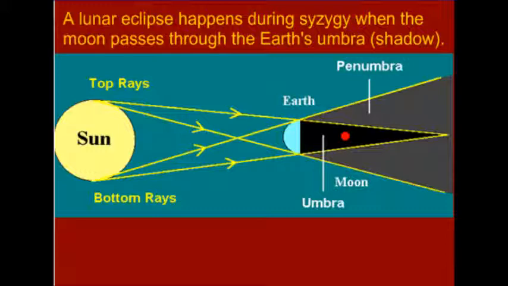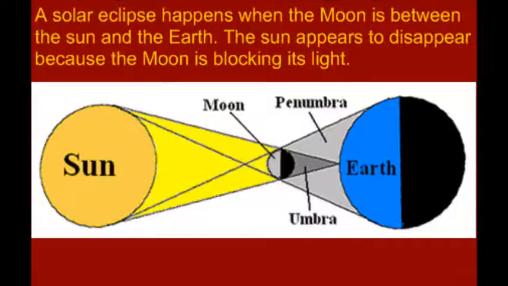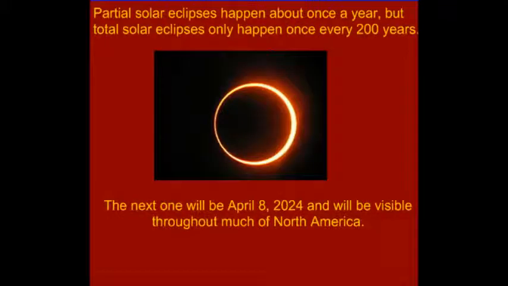A lunar eclipse happens during syzygy when the moon passes through the Earth's umbra, which is a fancy name for a shadow. A lunar eclipse happens twice a year, but you have to be at a certain location on Earth to be able to see it. A solar eclipse happens when the moon is between the sun and the Earth. The sun appears to disappear because the moon is blocking its light. Partial solar eclipses happen about once a year, but a total solar eclipse only happens about once every 200 years.